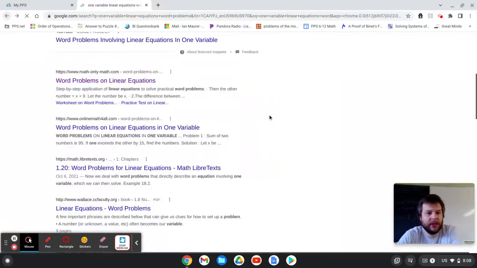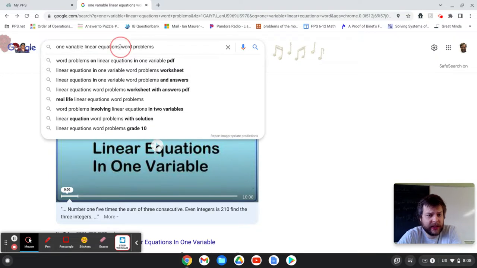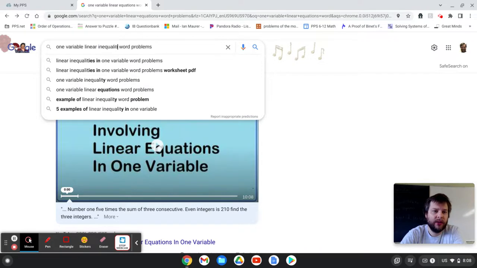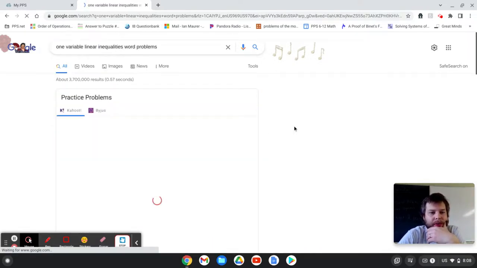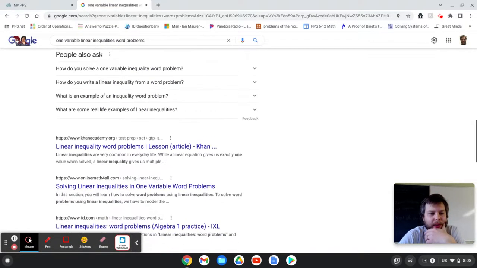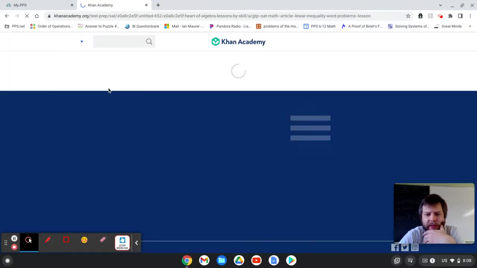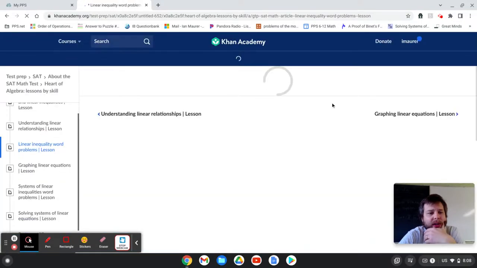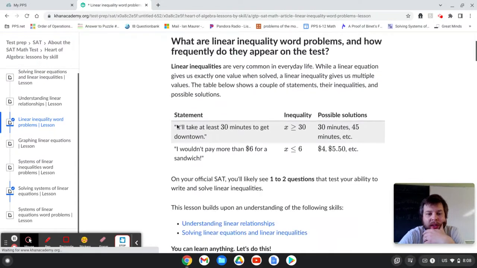Then I'm just going to go back to Google here. All we have to do to change it to our second thing is, instead of talking about one variable linear equations, change that word equations to inequalities. One variable linear inequalities word problems. You've got some things that pop up. Looks like maybe a Khan Academy article might be good to look at. Let's see what they have here for their word problems in Khan Academy. Linear inequalities. They give us a couple of example statements.